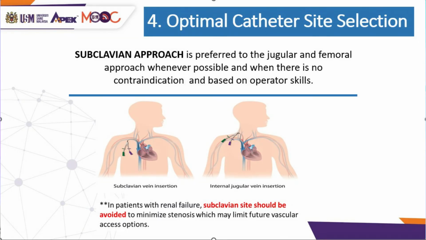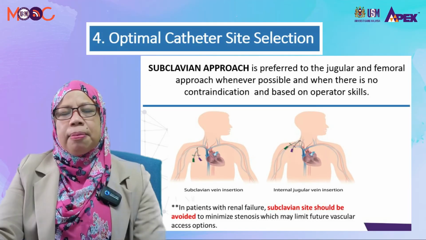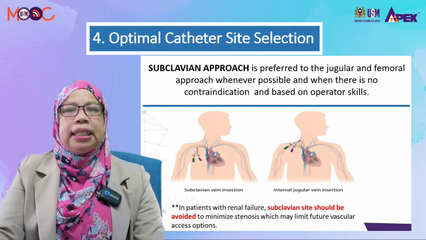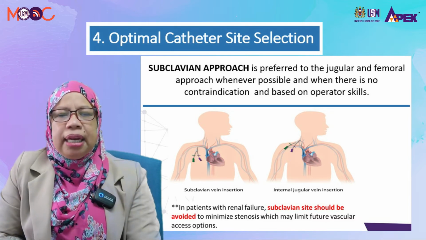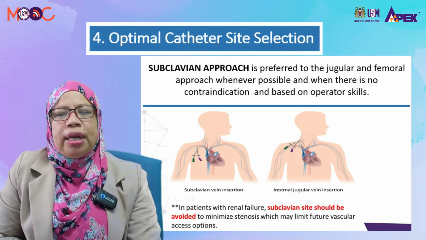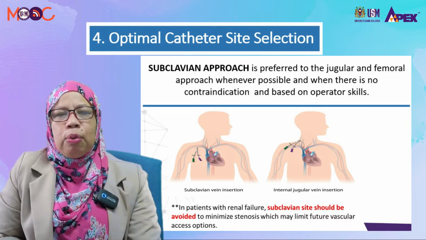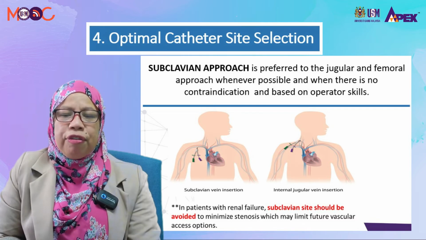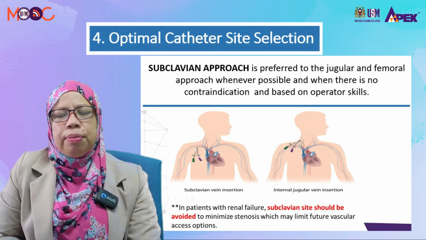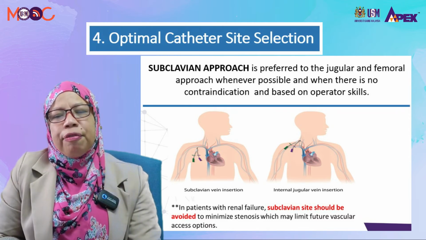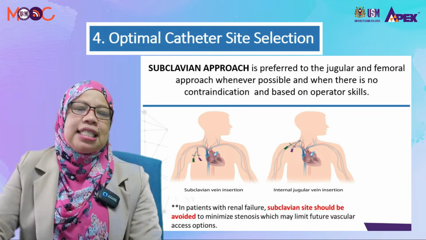Component number 4 is the optimal catheter site selection, where the subclavian approach is preferred to the jugular and femoral approach whenever possible. Yeah, so always go with the subclavian whenever possible, when there is no contraindication and based on operator skills. Yeah, but we have to take note that in patients with renal failure, subclavian should be avoided to minimize the stenosis, which may limit future vascular access options.